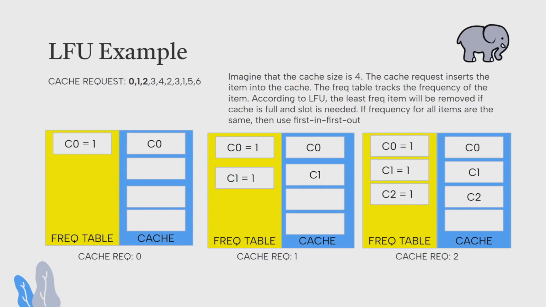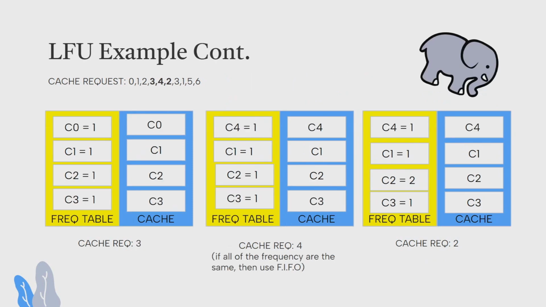So for the example, this is the cache request. The cache size is 4. I have the yellow table as the frequency table and the blue one as the cache. When you do the request, it just inserts the item into the cache. So if it's C0, it'll update it to 1, C1 it'll make it 1, and then C2 will make it 1. And then this is the same as C3. When you put it in the cache, it will make it full, and then all the frequencies are 1.